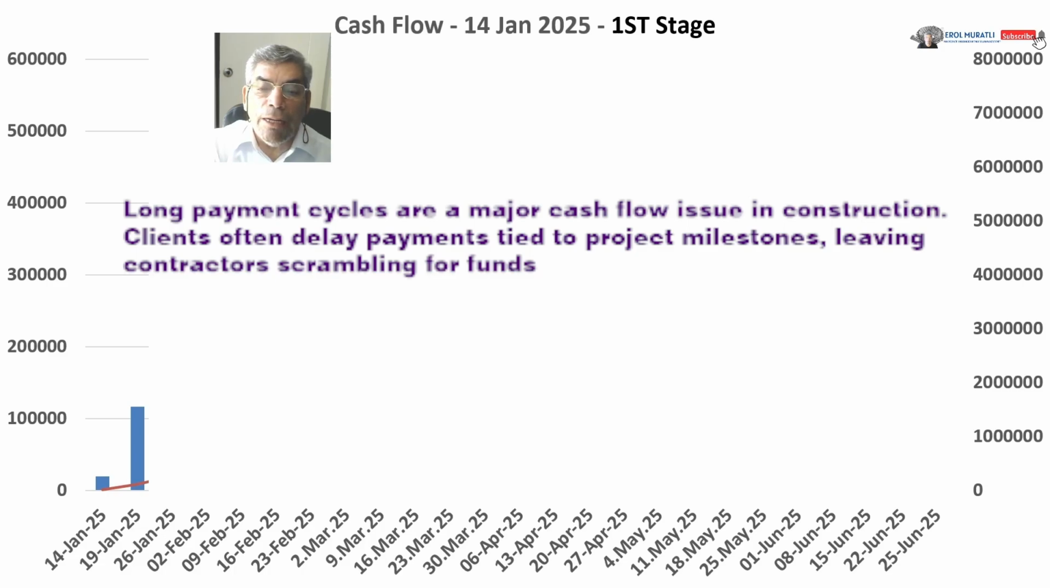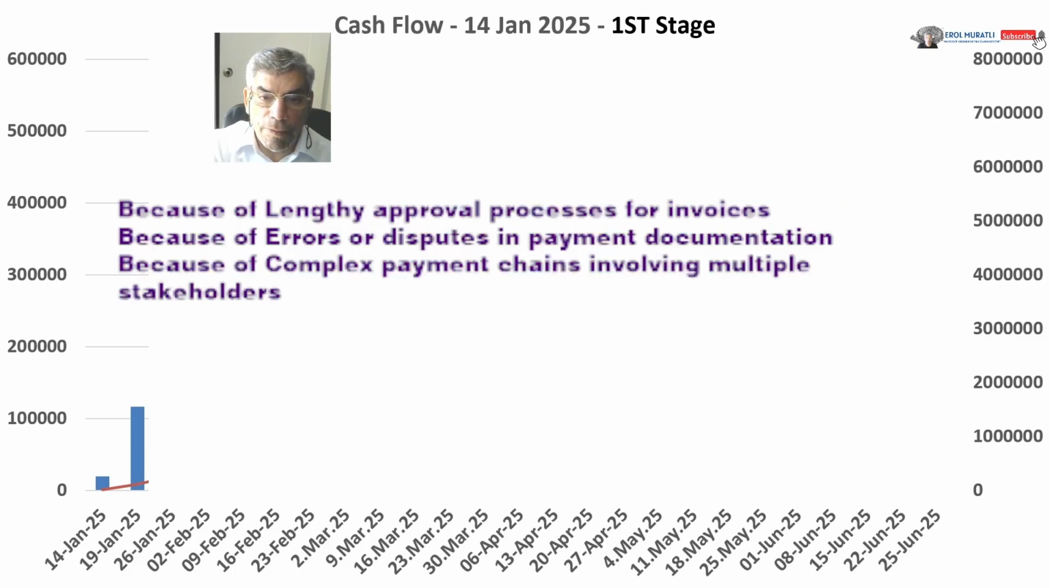Long payment cycles are a major cash flow issue in construction. Clients often delay payments tied to project milestones, leaving contractors scrambling for funds. This occurs because of lengthy approval processes for invoices, errors or disputes in payment documentation, and complex payment chains involving multiple stakeholders.